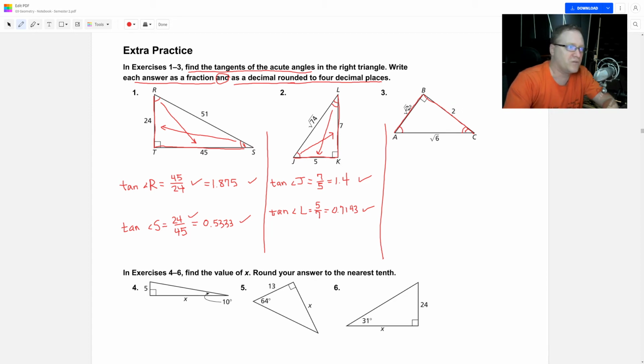It's going to be 2 over square root of 2, or it's going to be square root of 2 over 2. Which one goes on top? Well, we're going to have to look at the opposite side. So we want to find the tangent of angle A. Let's do that first. What's on the opposite side? 2. All right. So we know that it's going to be 2 over the square root of 2.